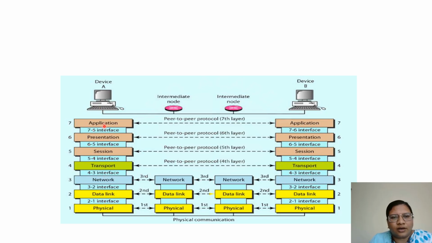What are the layers here? There is the application layer, presentation layer, session layer, transport, network, data link, and physical layer. First the message goes to the application layer. For example, any application in the system, like when I say open Google, this is also an application. Whatever application you open, it works here.